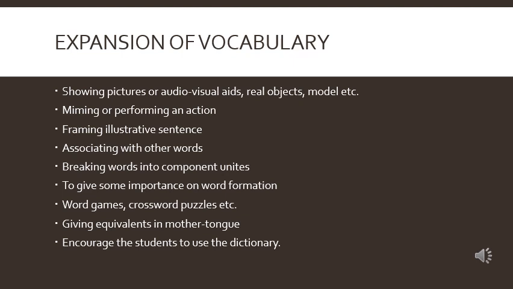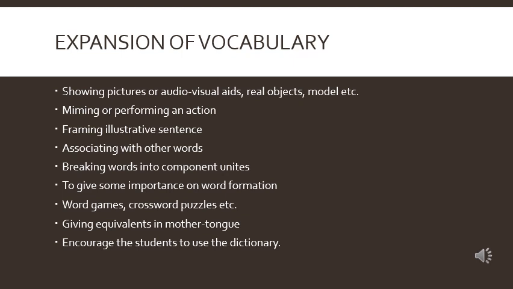And next is word games. There are several language games which can be used for developing the vocabulary of the students. The teacher can utilize the language games, and through the games we can make the students develop or expand their vocabulary. And next is giving equivalents in the mother tongue. Sometimes the teacher can give an equivalent word in the mother tongue so that the students can think in their regional language, and they can expand their vocabulary in English.